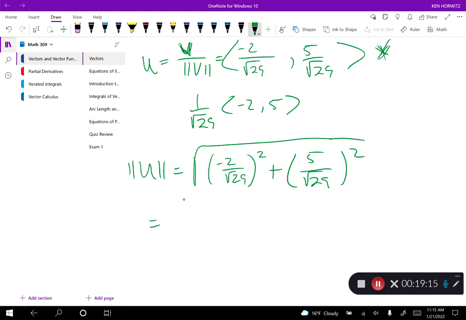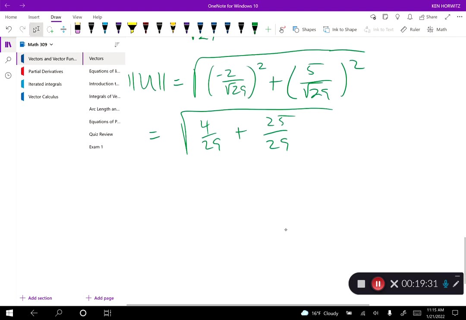All right, so if I square the elements under the square root, -2 squared is 4 over 29 plus 25 over 29. And then what we can see clearly is that 4 over 29 plus 25 over 29 gives me the square root of 29 over 29. And if I simplify that, I have the square root of 1, which equals 1. Hence, I have verified that the length is 1.